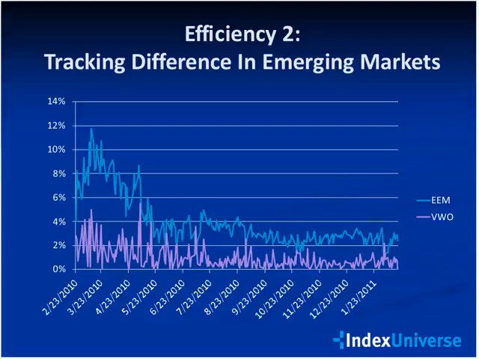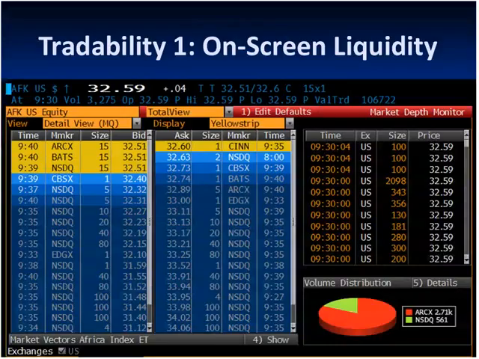VWO fully replicates its index, and you can see how that translates into better tracking. More recently, EEM has come to more closely replicate its index, and you can see that its tracking performance has come in. Let's turn now to the T part of the equation, tradability.